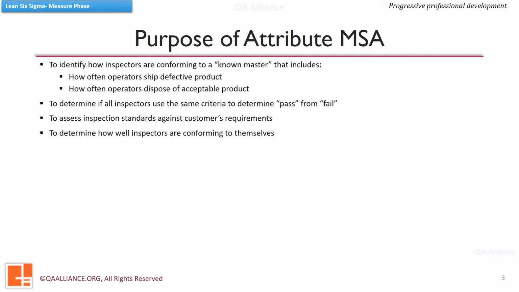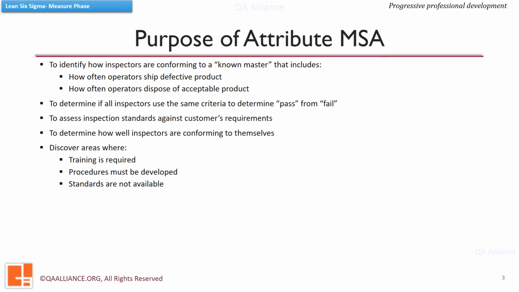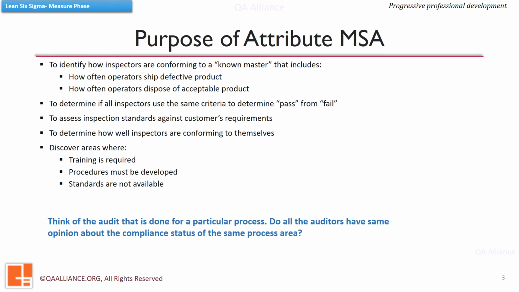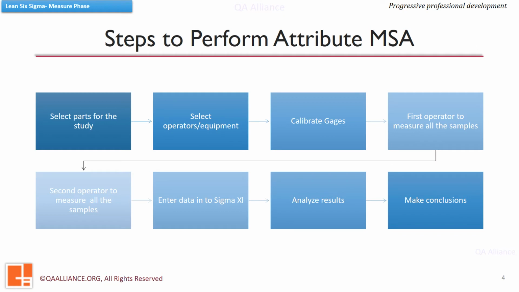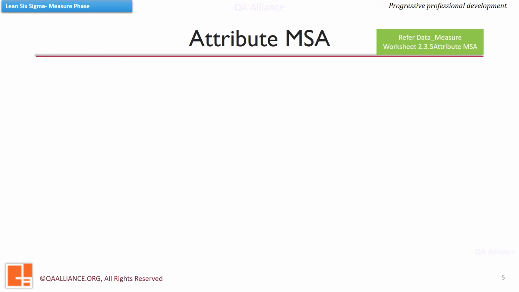Attribute analysis helps in discovering the areas where training is required, or procedures must be developed, or the standards are not available. An example of a scenario where this study can be made use of is the audit process. The steps involved are the same as that of variable MSA. In the next level, we learn how to perform the analysis in the Sigma Excel tool, and how to interpret the results. Attribute MSA is also known as attribute agreement analysis.